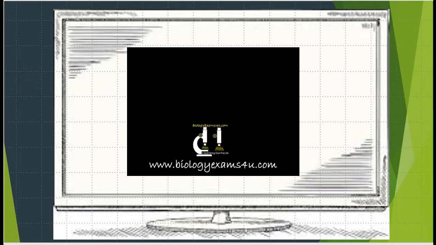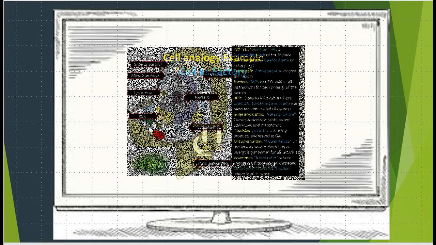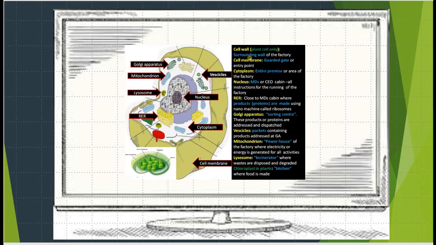Hi friends, welcome to biologyexamstory.com. Today the topic of our discussion is cell analogy, example cell compared to a factory. So this is a summary of comparison of cell as a factory. Cell wall in the case of plant cell can be compared as a surrounding outer boundary wall. Cell membrane can be compared to guarded gate where guards will check and allow certain members to pass through. Cytoplasm is the entire area of the factory, whereas nucleus is the MD's office or chief executive officer's office where all instructions or decision making center.